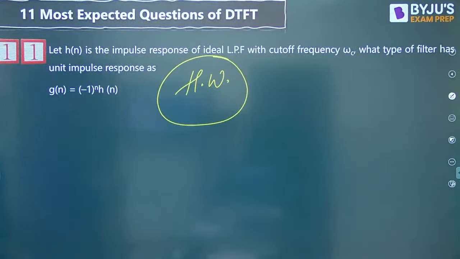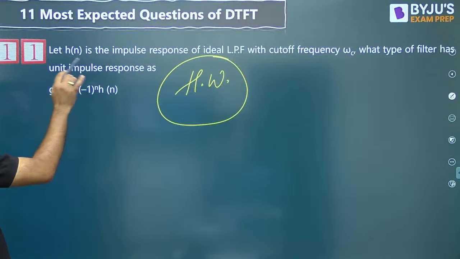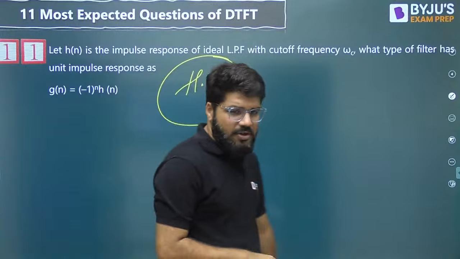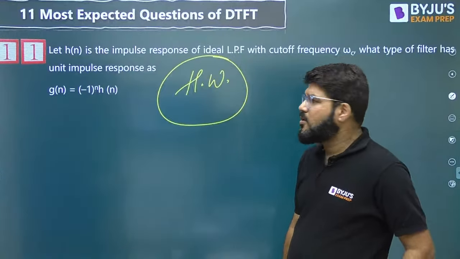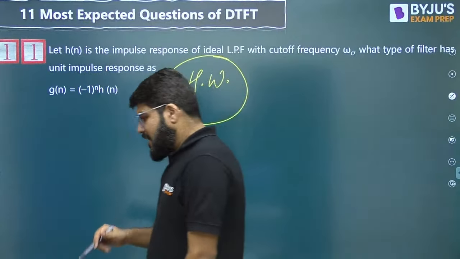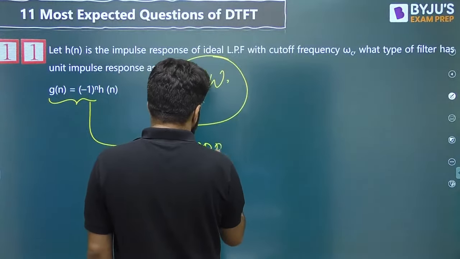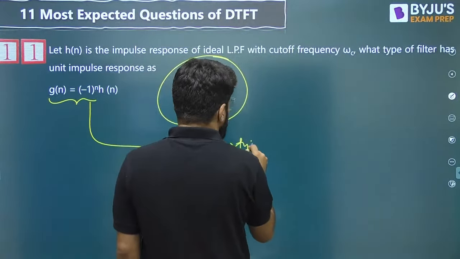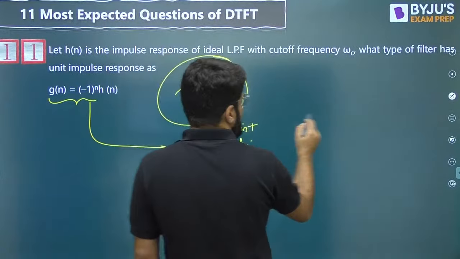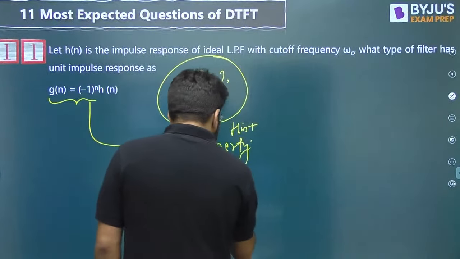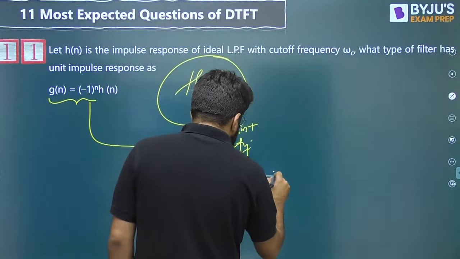Okay, so if h[n] is the impulse response of an ideal low pass filter with the cutoff frequency omega, what type of filter has the impulse response (-1)^n h[n]? That's again a logical question. Here you have to use a property. I will give you a hint. Okay, so the frequency shift property.